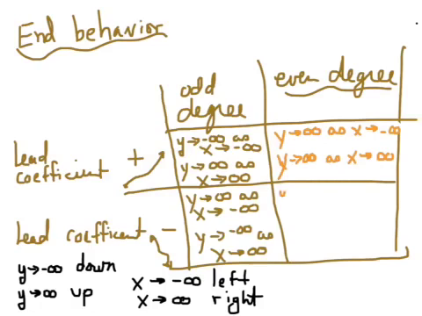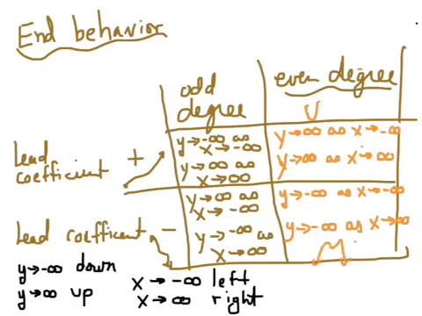And then the next one is y approaches negative infinity as x goes to negative infinity, and y goes to negative infinity as x goes to positive infinity. So a lot of it again is this one's going both down. Okay, so if it's an even degree and it's a negative, they're both going to go down. If it's even degree and positive, it's both going to go up. So up would be like a parabola going up.